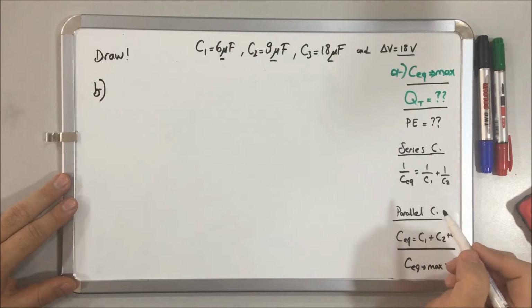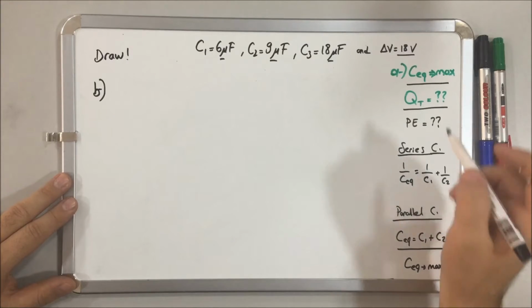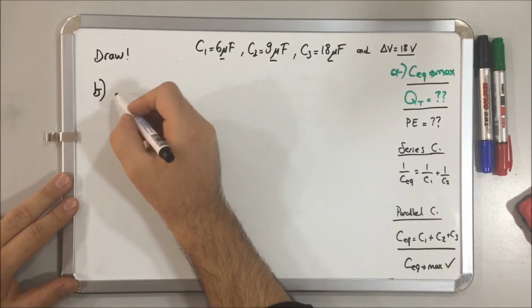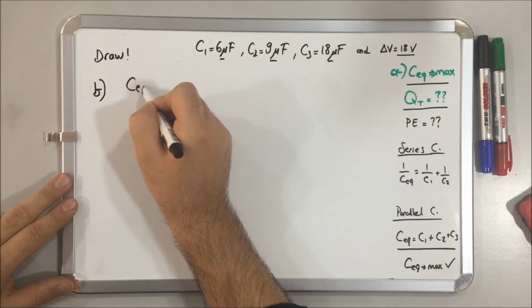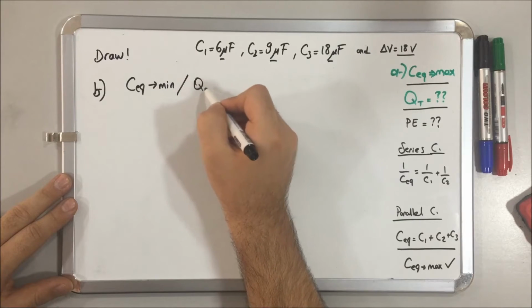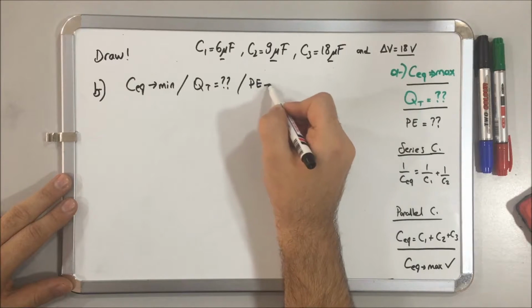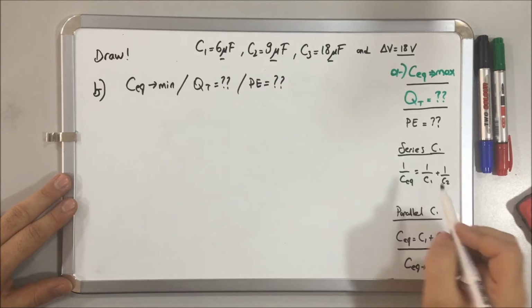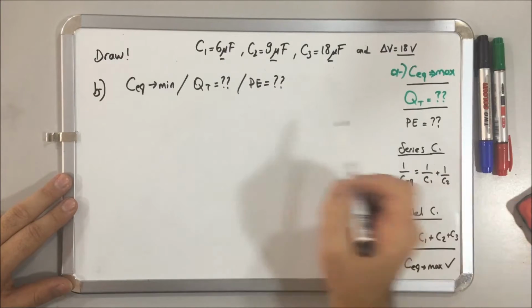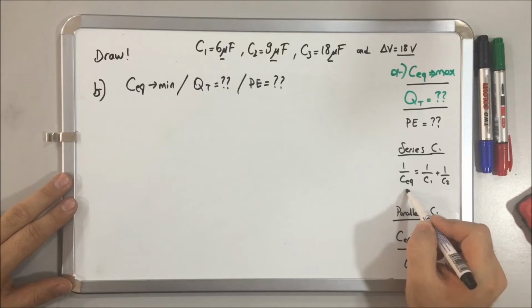Part B says the smallest amount of equivalent capacitance, then find the stored charge in the group and the stored energy in the group. So find C equivalent, but now the minimum, then Q total, and the stored potential energy. To obtain the minimum equivalent capacitance, we have to use the series combination formula.